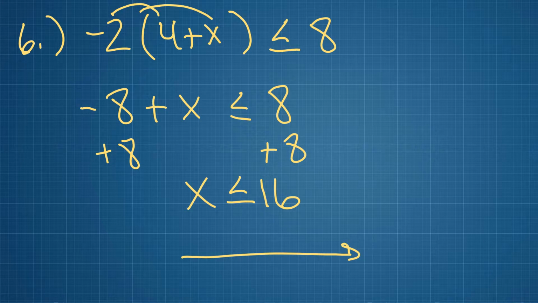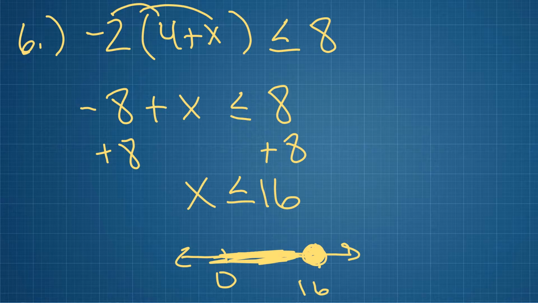Make my number line. There's 16. We'll put 0 right here. It's a closed circle because it's less than or equal to. It's got the bar. I shade to the left. All right, and that's it for number 6.